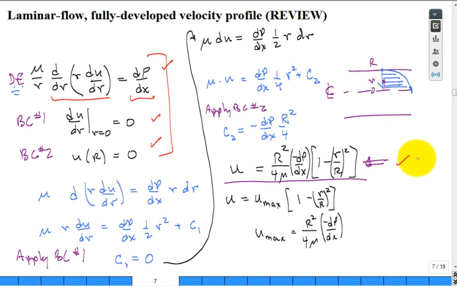Now, once you have it, you want to interrogate it. You think, well, where's the maximum velocity? Maximum velocity is at the wall or at the center line or somewhere in between. Center line. What is r at the center line? 0. Put r into that equation. You find this is the equation for the maximum velocity. Then I can make even simpler expression of the velocity profile. U max times 1 minus r over cap R squared. It's clearly a quadratic shape.